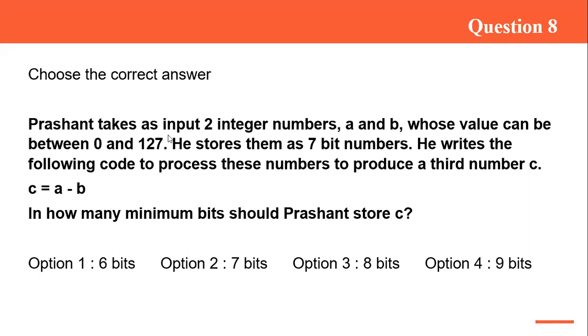Prashant takes two integer numbers A and B, whose values can be between 0 and 127. He stores them as 7-bit numbers. With 7-bit numbers, what is the maximum number we can represent? 127. He writes the following code to process these numbers to produce a third number C. How many minimum bits should Prashant store C in? For storing C, how many bits do you need?